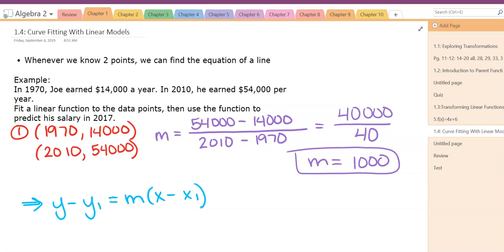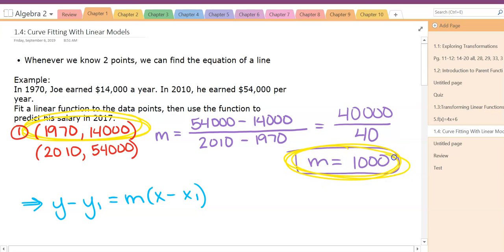So I'm going to choose the 1970, 14,000 point to use, and then I'm also going to grab my slope here. So I'm going to plug those into my equation. So I'm going to do y minus the 14,000. And for m, we're going to put 1,000 times x minus 1970.